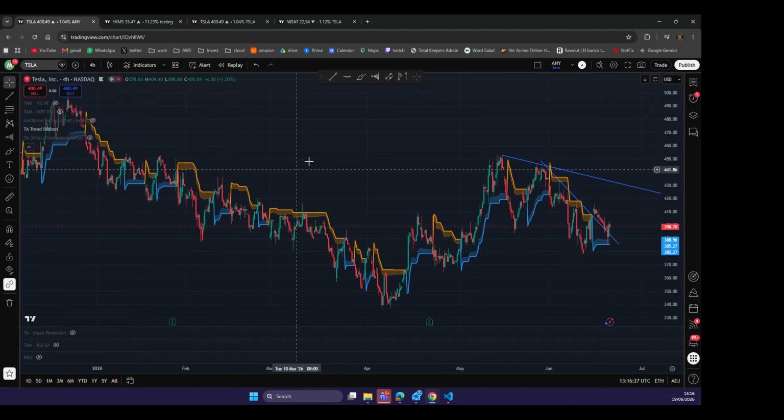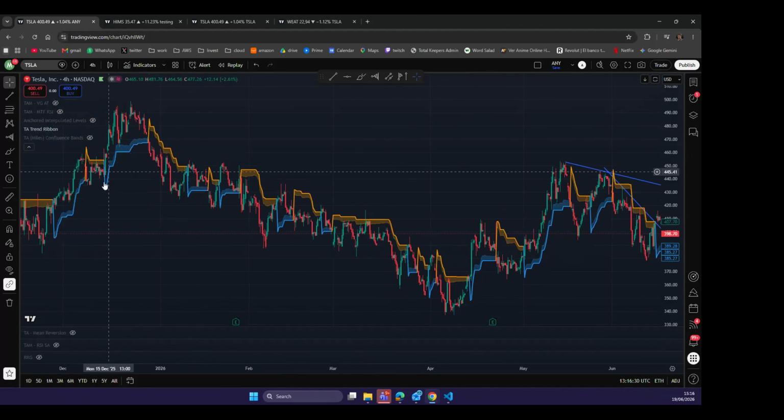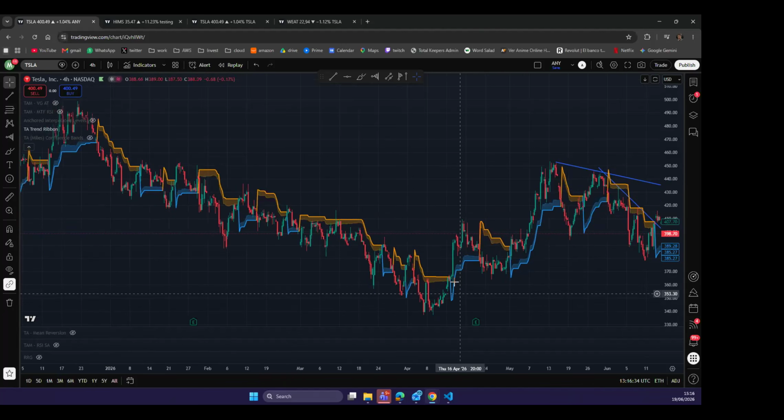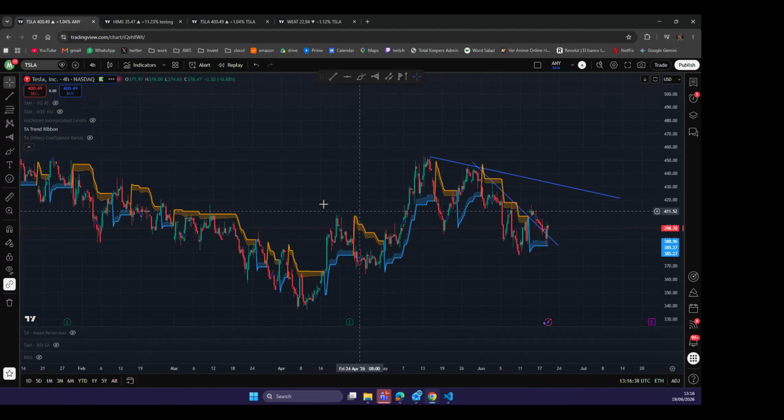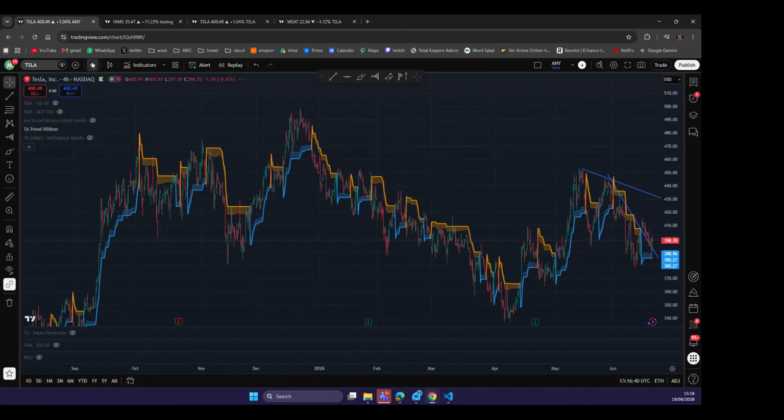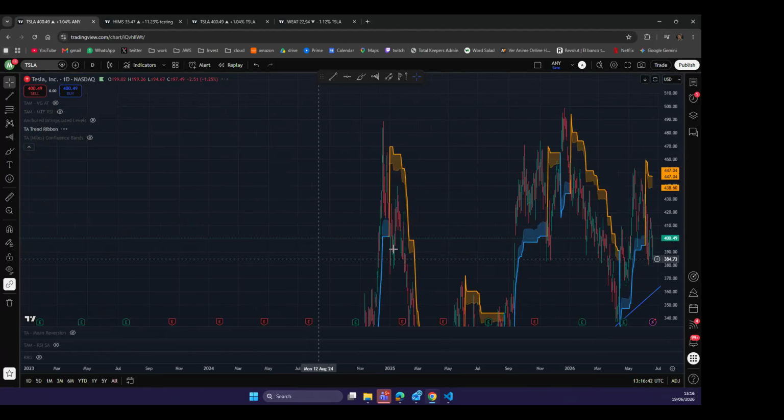So starting on the ribbon, right? This one is more reactive. It allows you to pick these bottoms quicker, right? It's going to find them easier, but you are also going to get more noise. And we can also see this one on the daily.